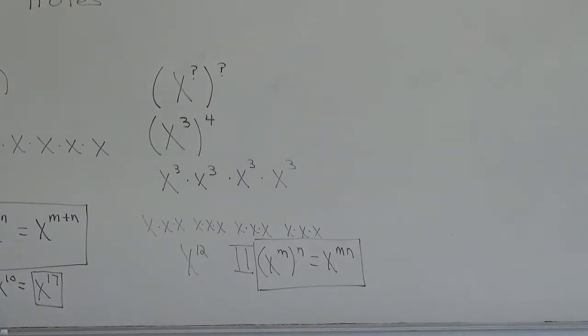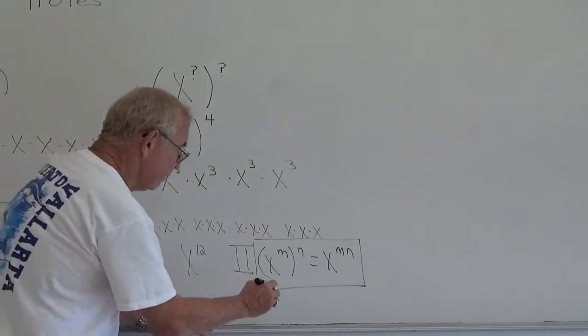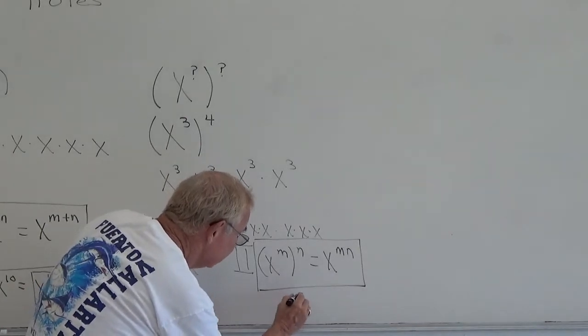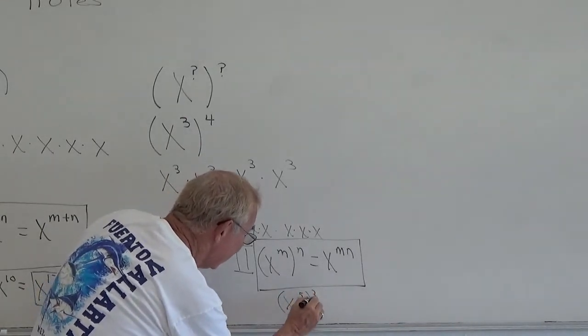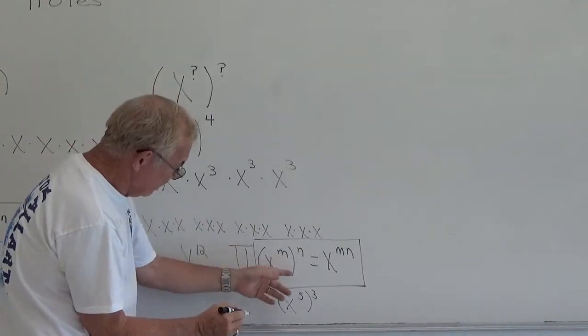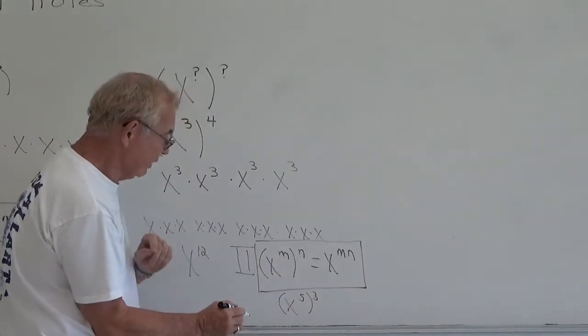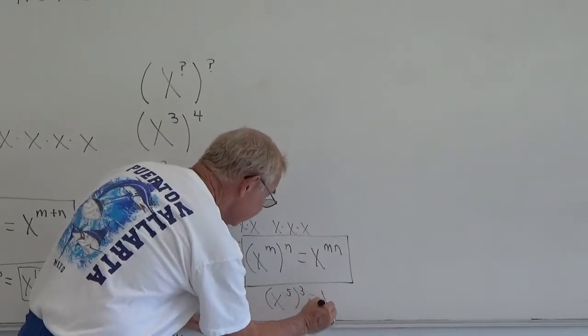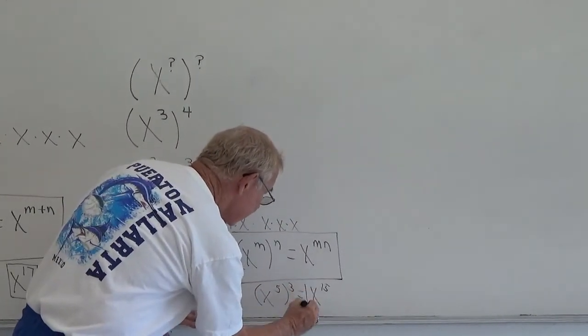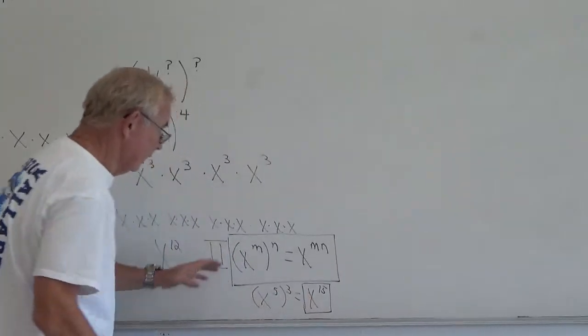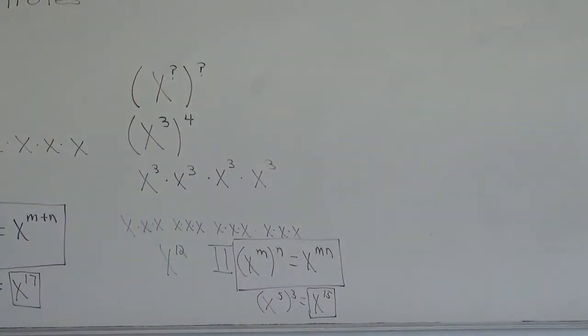Let me caution you, Shelby was a good student. She made nice, easy numbers. Could you imagine if this had been 300 and 400? Don't want that. Now, an example of this. Suppose I had x to the fifth raised to the third power. What's the answer? X to the 15th, 5 times 3. And once again, more examples will follow. All right, that's rule two.